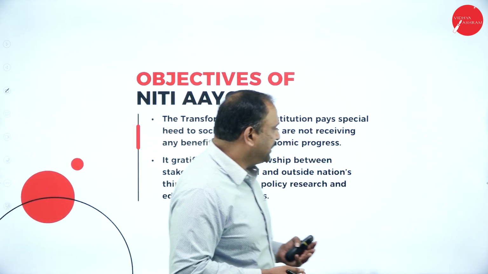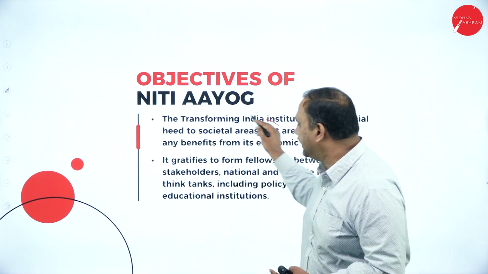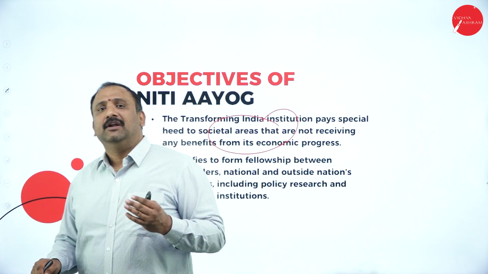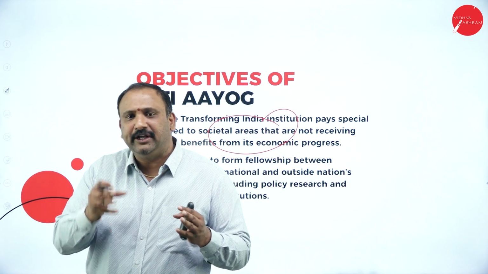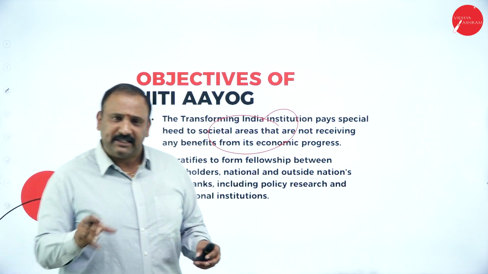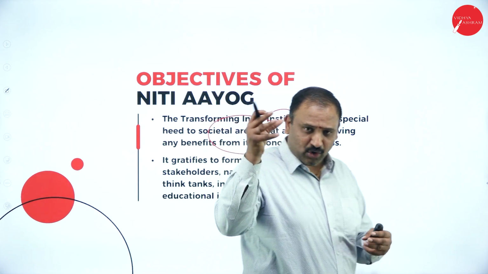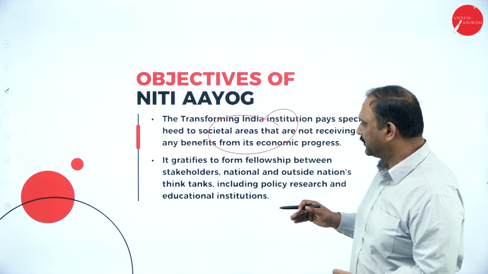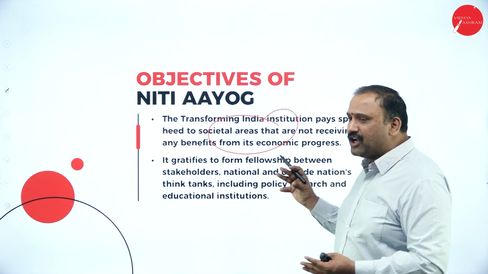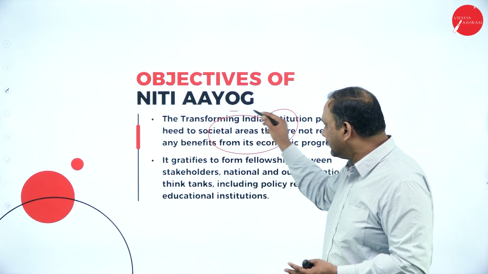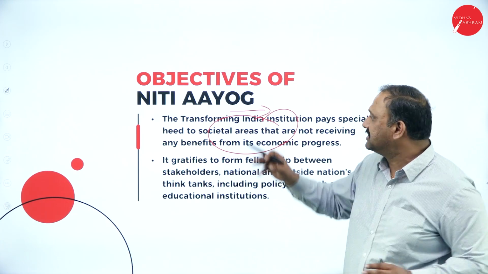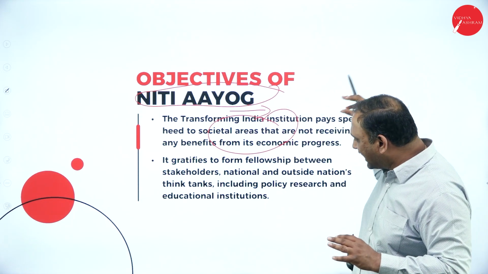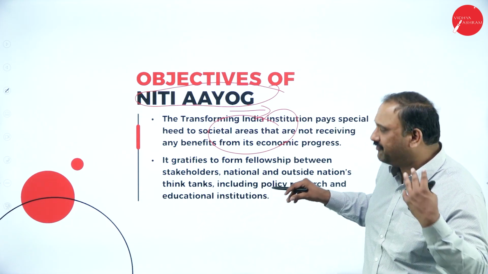Followed by Transforming India, the institution pays very special heed to the societal areas that are not receiving any benefits. We all know that in India, not all the plans are reaching every nook and corner of India, not reaching everybody. There are certain areas, certain zones where you would start seeing that we are not getting that social benefit altogether. So that's why we say that the ideology of Niti Aayog is to see that the entire thing keeps reaching every nook and corner of the states, so that they get the benefit and are in a transformational phase altogether.